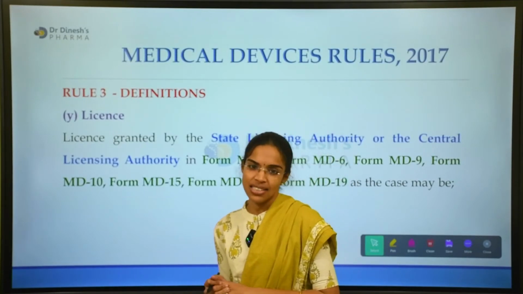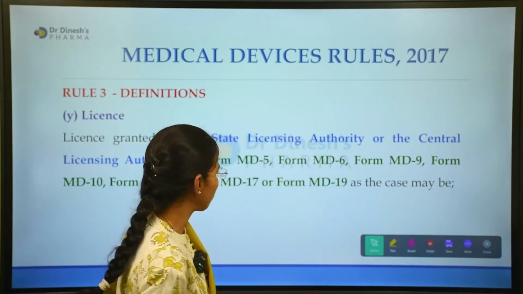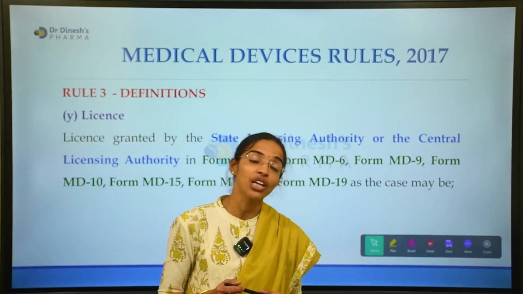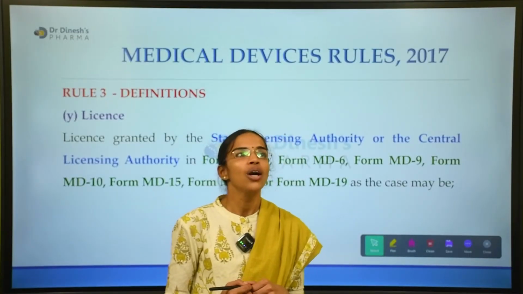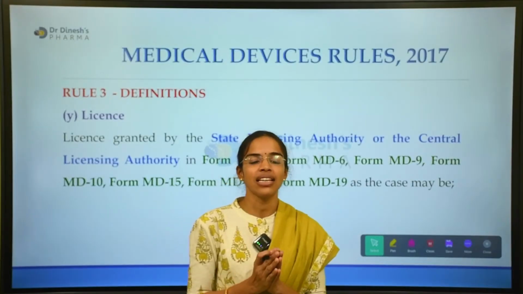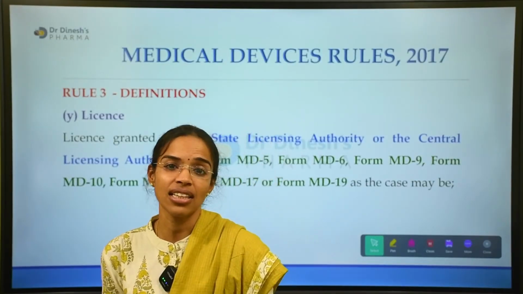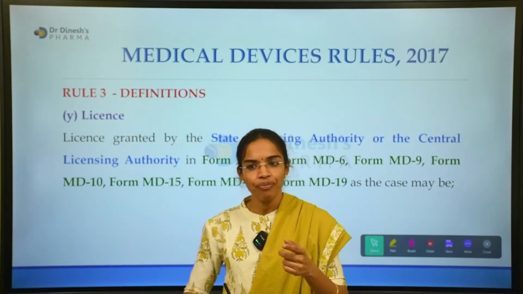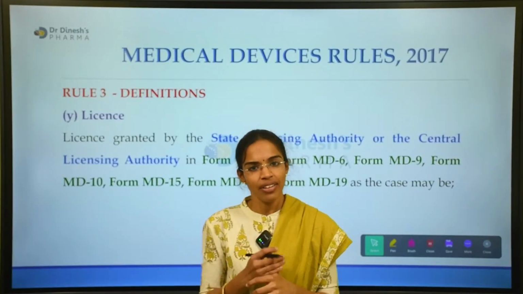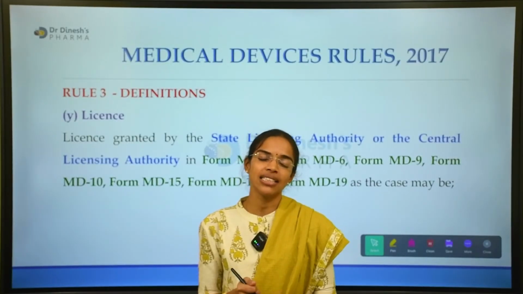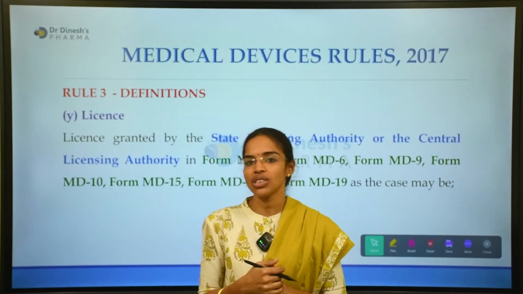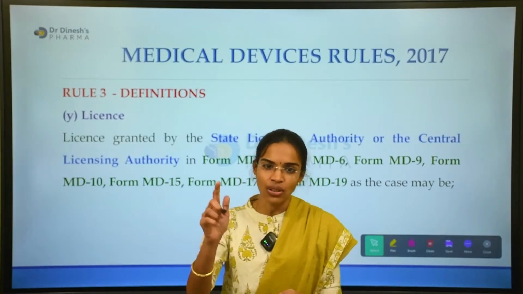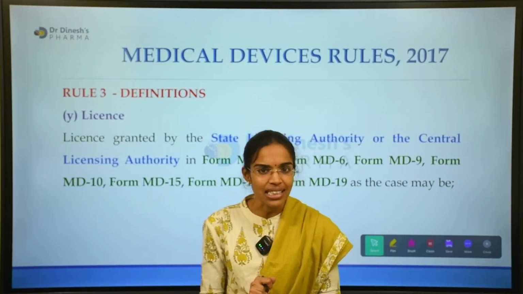Any license is granted by the licensing authority. It may be a state licensing authority or a central licensing authority. Not every license is given by a state licensing authority, and not every license is related to a central licensing authority. So what licenses are related to the central licensing authority and what are related to the state licensing authorities?